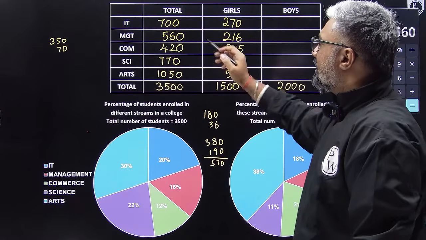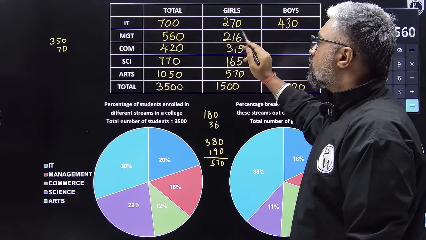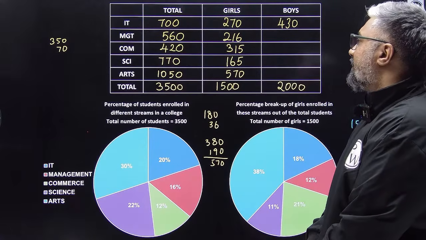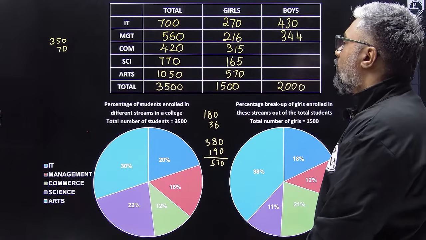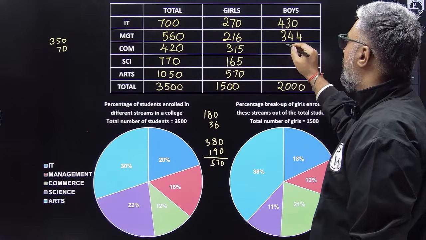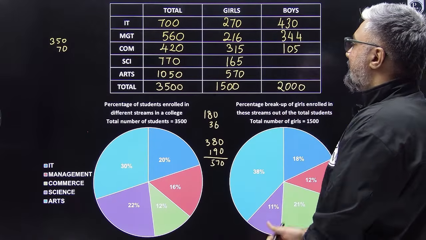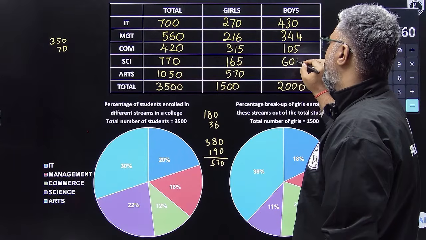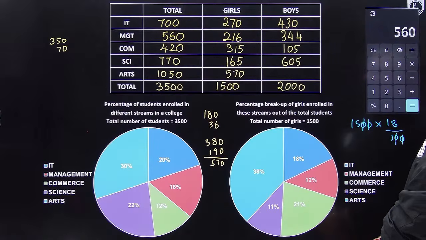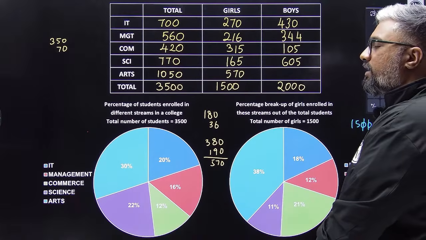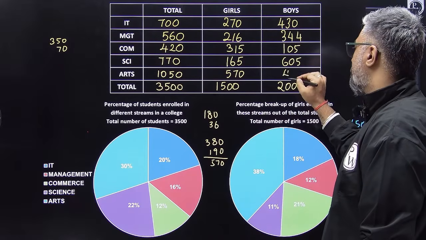Of course I can. How? 700 minus 270 is how much? 430. 560 minus 216 is how much? That'll be 344. 420 minus 315 is how much? 105. 770 minus 165 is how much? 605. Getting this? 1050 minus 570 is how much? You already have 500. You need to subtract 20 more from that, which would give you 480.